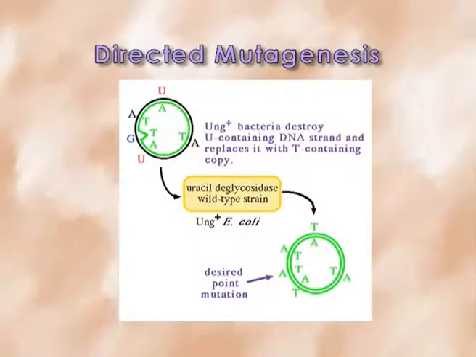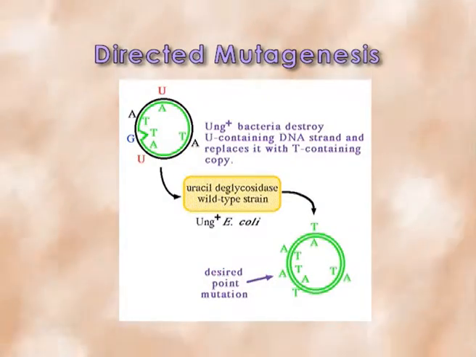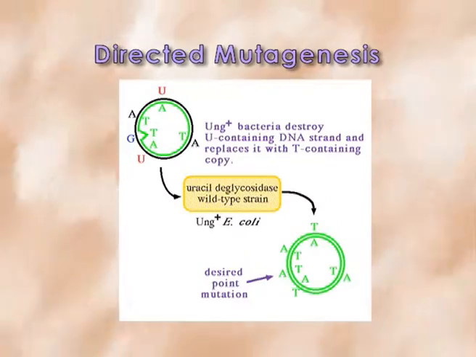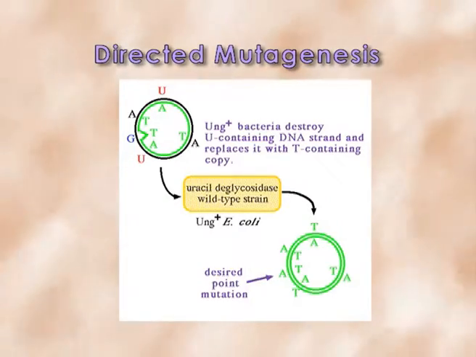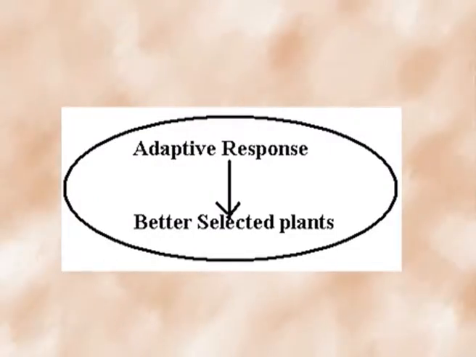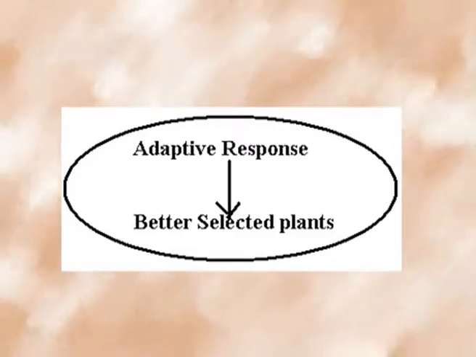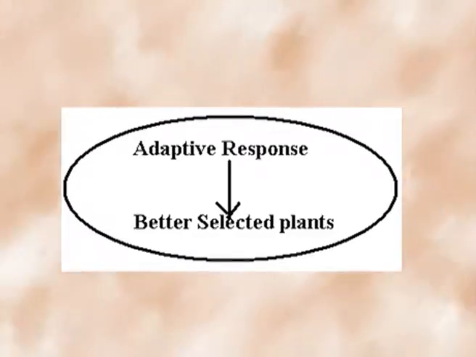Next, directed mutagenesis says that according to environmental stress, some of the genes are directed to be mutated. Then adaptive mutagenesis says that some of the better selected phenotypes arise according to the selection pressure due to the presence of environmental stresses.